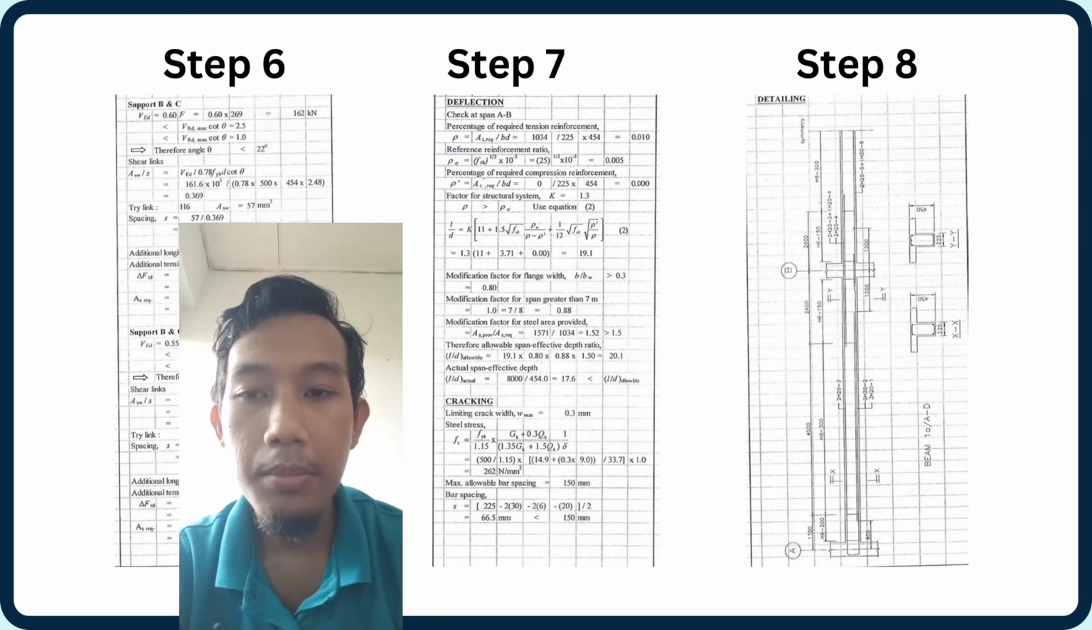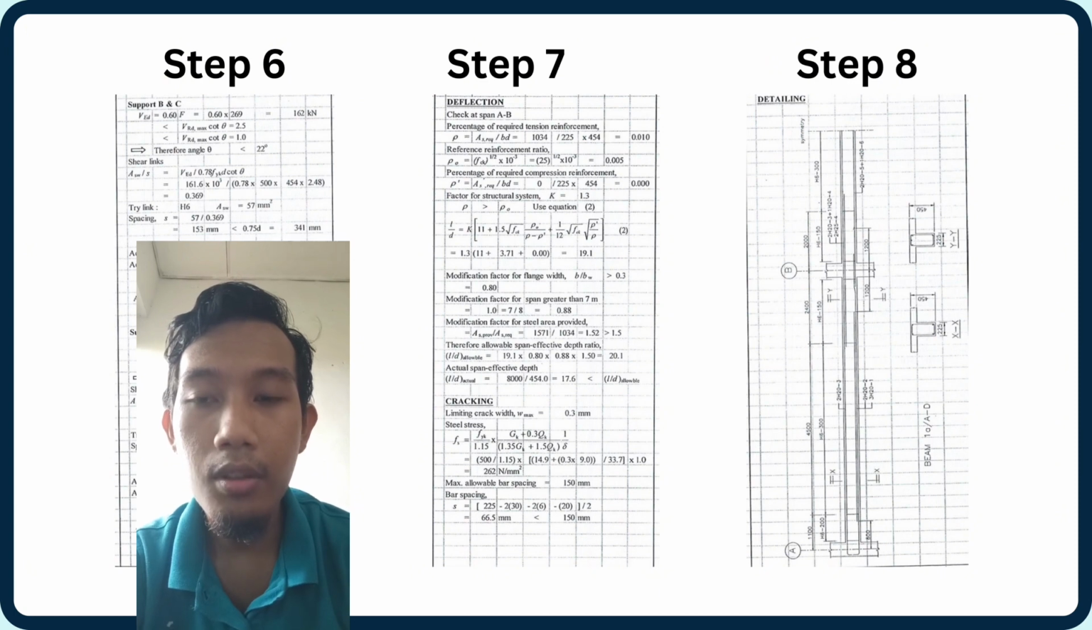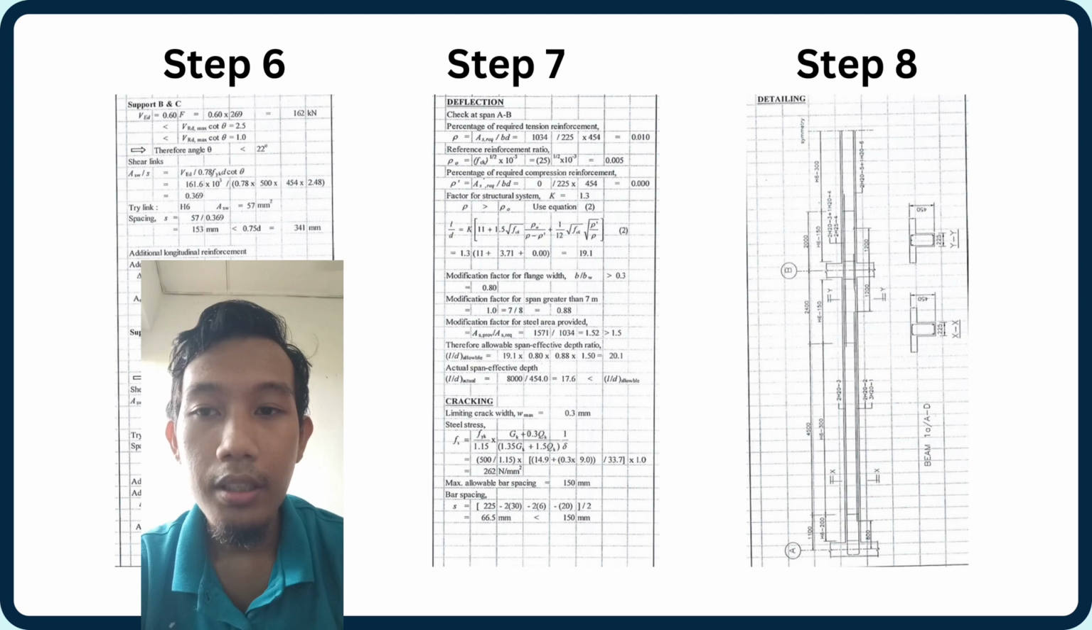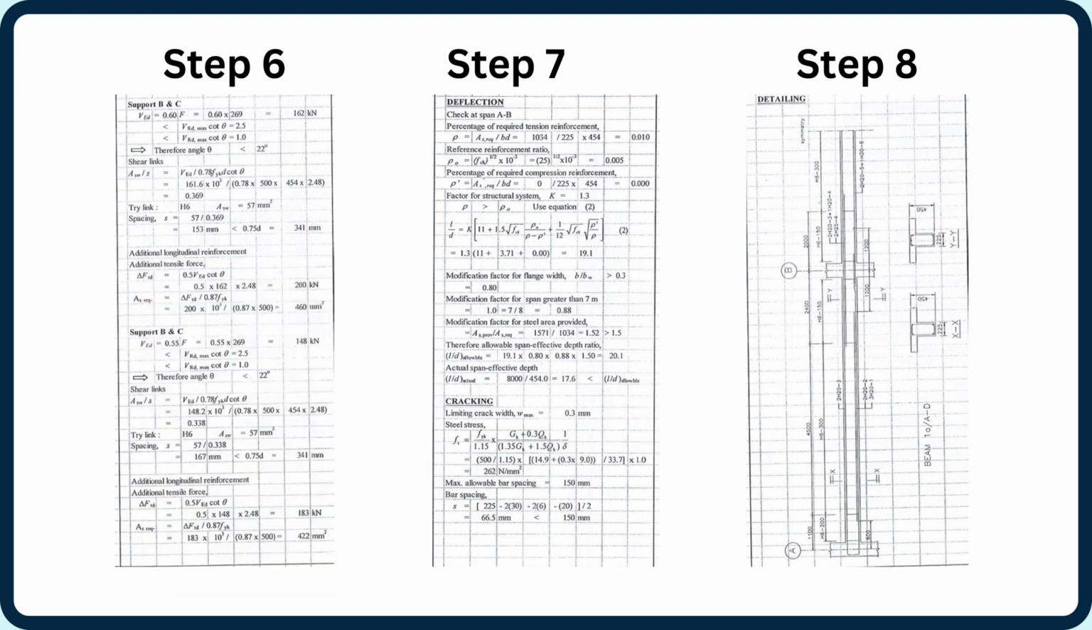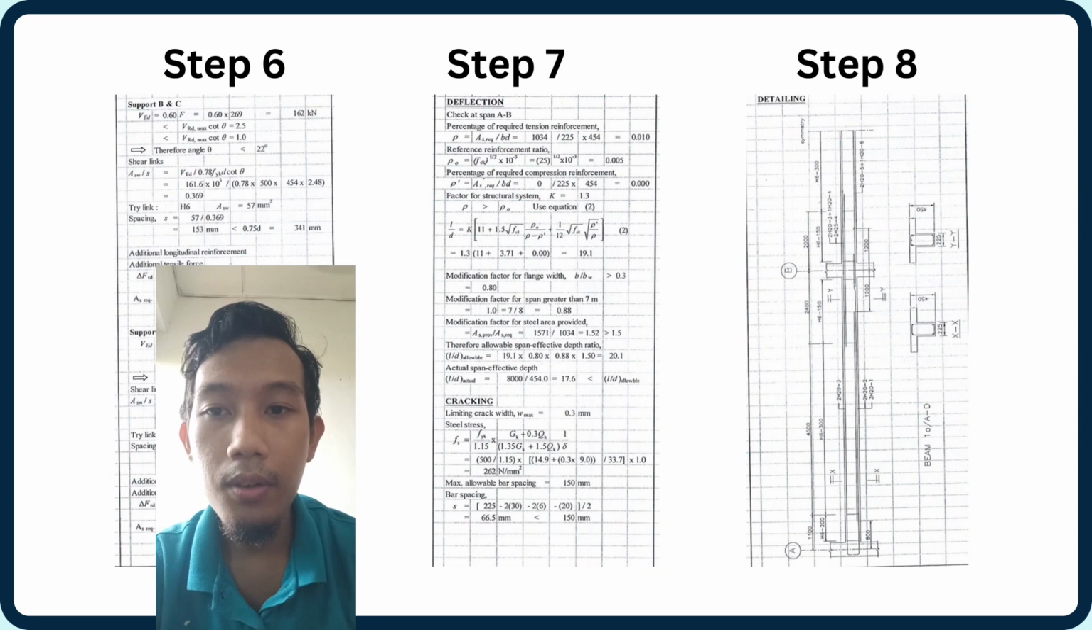Check at span AB. Rho equals AS rec over BD equals 0.01. For reference reinforcement ratio, rho 0 equals 0.005. And then factor for structural system, K equals 1.3. So the answer is 19.1.